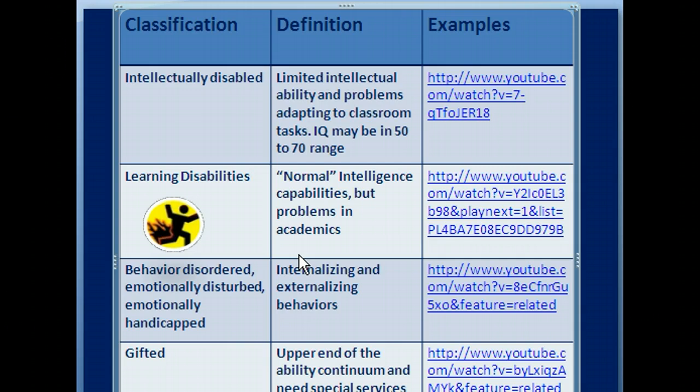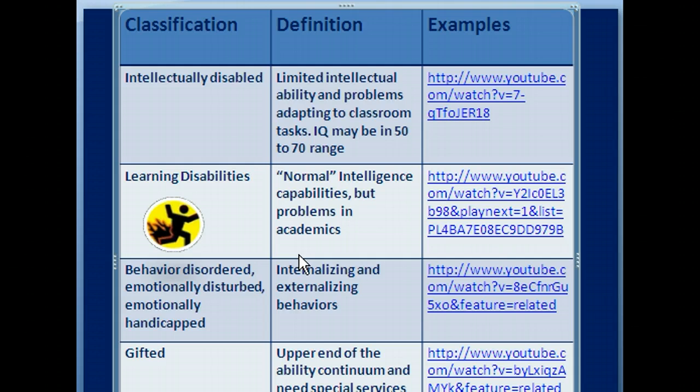The second category, learning disabilities. This category represents the most number of students that have disabilities. Students with learning disabilities have normal or average intelligence. Let's say they might have an IQ of 100, yet they have difficulties academically. For example, in the area of reading, we might have a 5th grade student who has a fairly average intelligence, an IQ of 100, but might be reading at a 3rd grade level. So there's a gap between their intelligence and their actual performance, and we call that a learning disabilities classification.